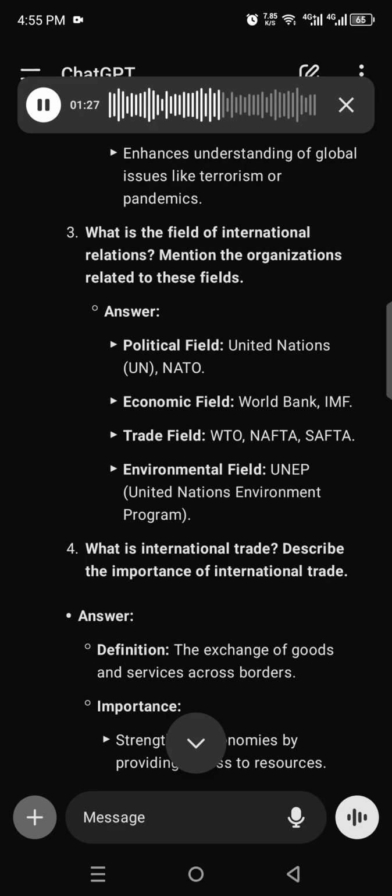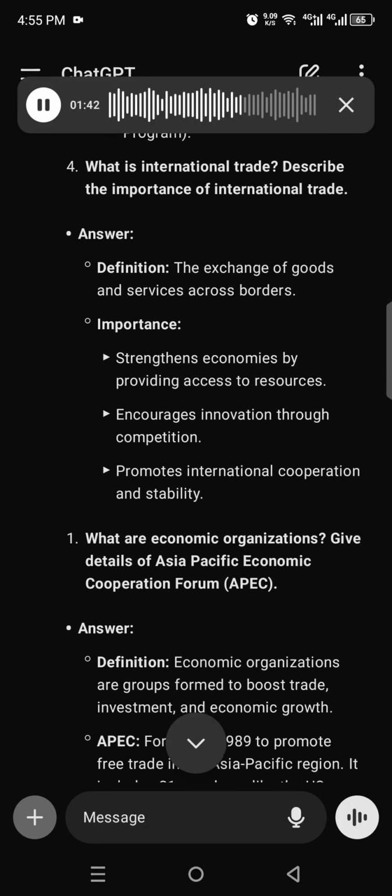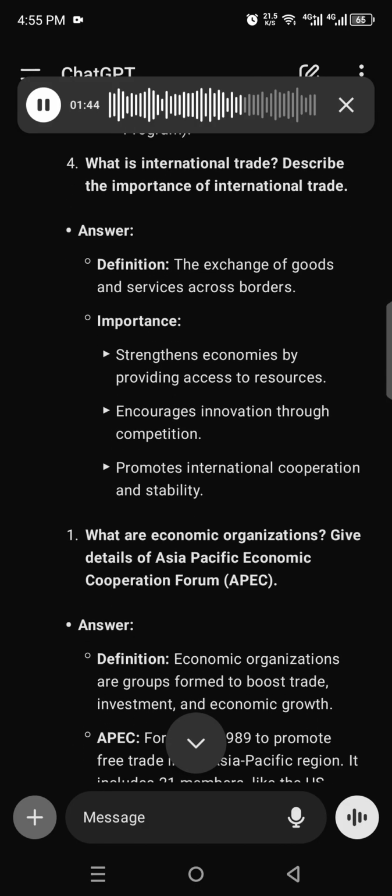10. What is international trade? Describe the importance of international trade. Answer, definition, the exchange of goods and services across borders. Importance, strengthens economies by providing access to resources, encourages innovation through competition, promotes international cooperation and stability.